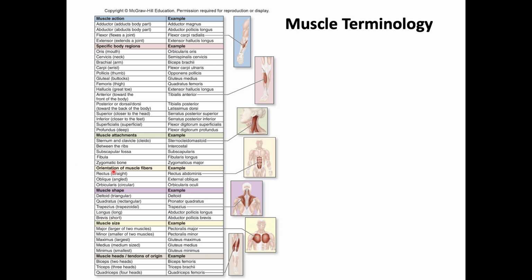And then some, we'll go over these as well, are named for the orientation of the muscle fibers. Rectus means straight, so those fibers are straight up and down. Others are oblique, or angled. So we'll talk about your external obliques, for example. Some are named for their size. Remember, major is large, minor is small. And then with appendicular, we'll get into the number of heads, biceps versus triceps.